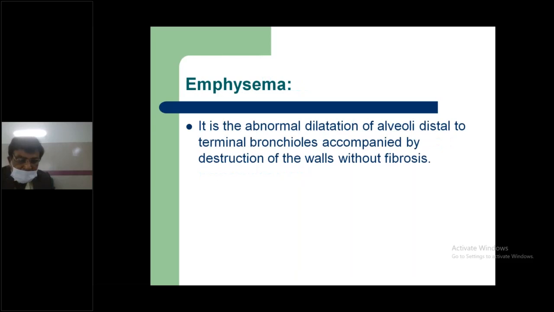And now emphysema. Emphysema is the abnormal dilatation of the alveoli distal to terminal bronchioles accompanied by destruction of the wall without fibrosis. In case of emphysema, the alveoli is affected. And how affected? The alveoli is affected because the terminal bronchioles are narrowed. So air cannot escape from the alveoli into the terminal bronchioles. Air can only enter into the alveoli, but not from the alveoli to the bronchioles. So the alveoli will be distended. And it is the characteristic finding of emphysema. So over distension of the alveoli distal to the terminal bronchioles occurs in emphysema.